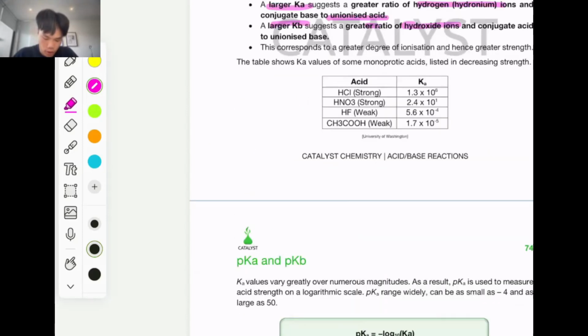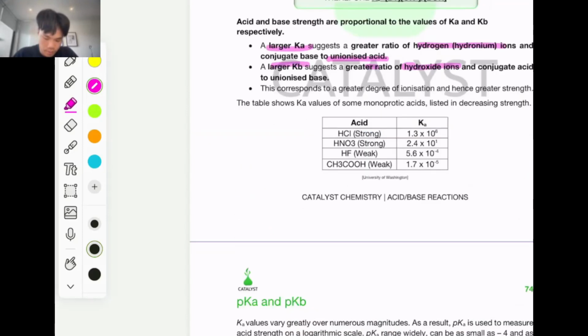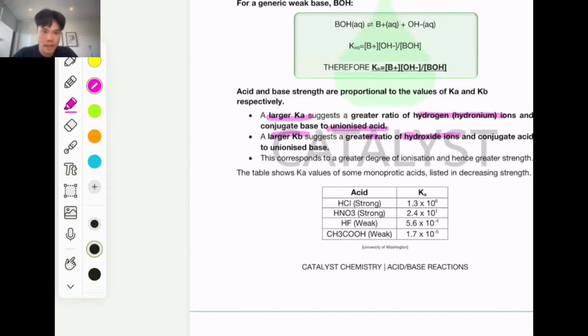I guess the question is, you should just understand what Ka actually means. So a big Ka just means you dissociate into H plus more freely, as opposed to a small Ka.